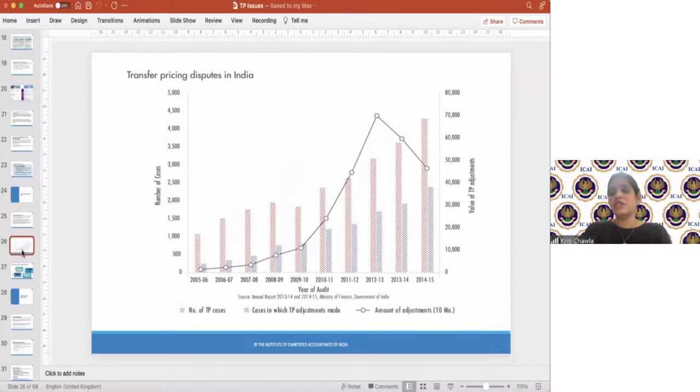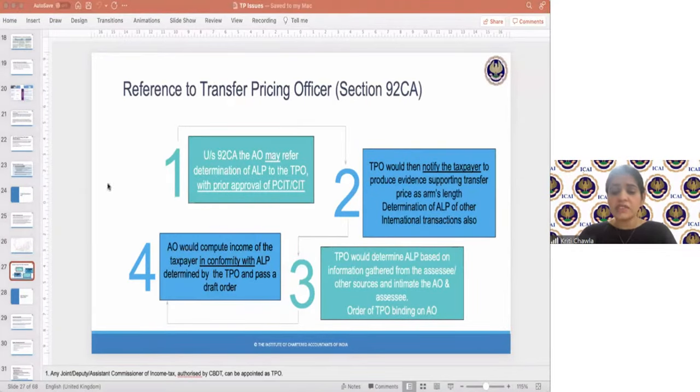If you look at this particular chart, you will see that there were so many disputes in 2013, 14, 14, 15, even 12, 13. In that particular year, there were so many disputes in India and the disputes had only risen. So first there were basic issues, but now the issues have moved towards more complex issues in India.